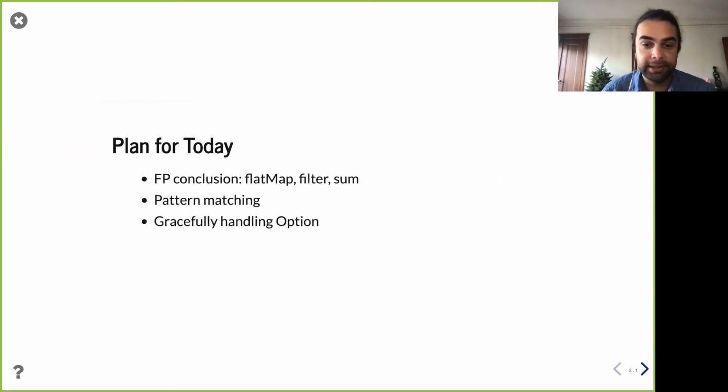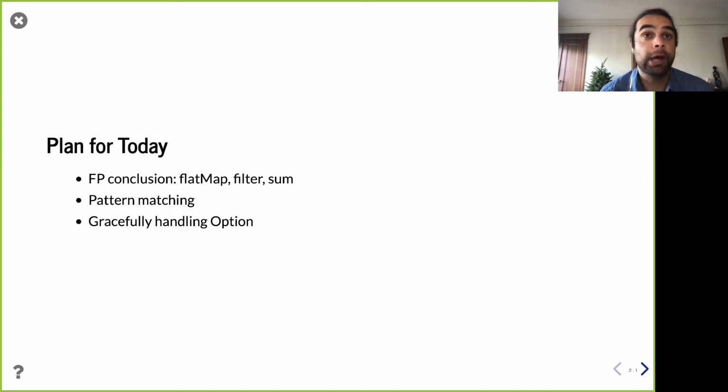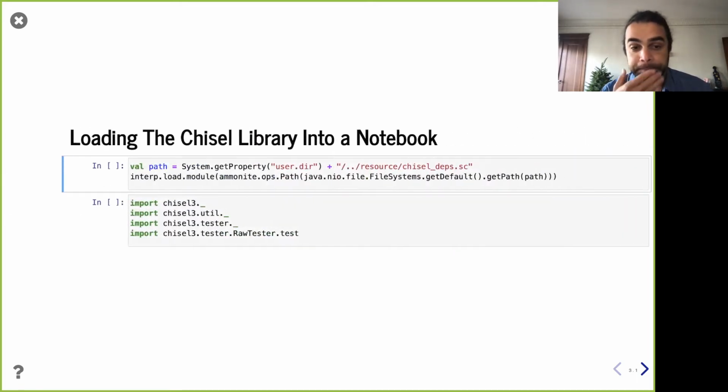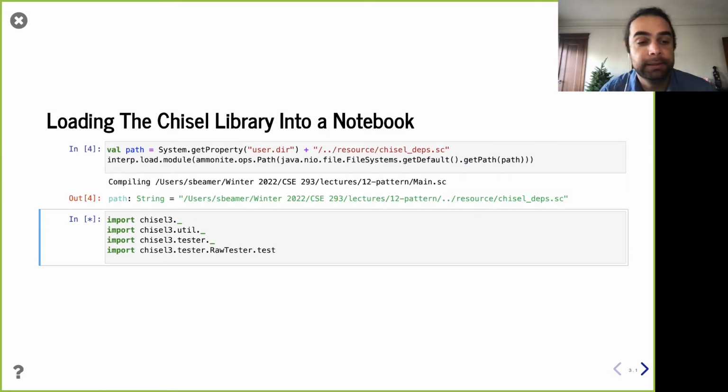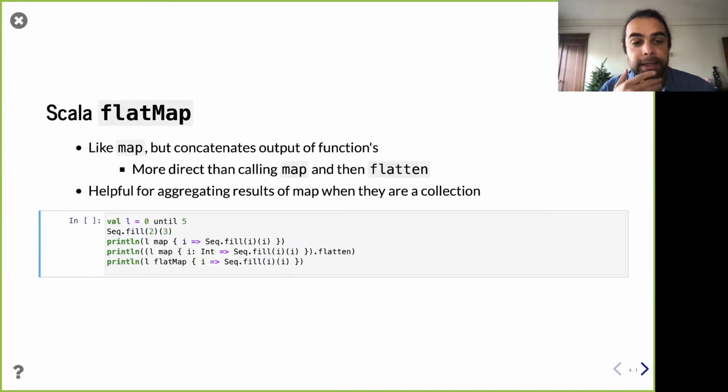In particular, today we're going to be talking about a couple more operators in functional programming: flat map, filter, some little details, and then we'll get to pattern matching. So let's go ahead and load up our notebook. Great. Okay.